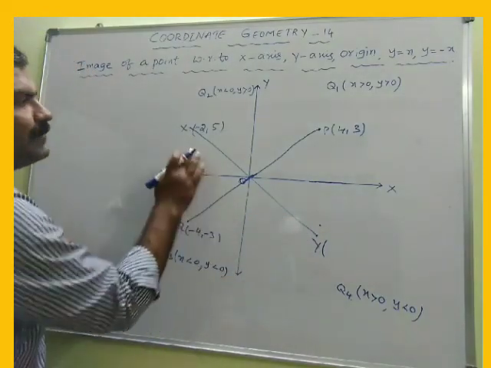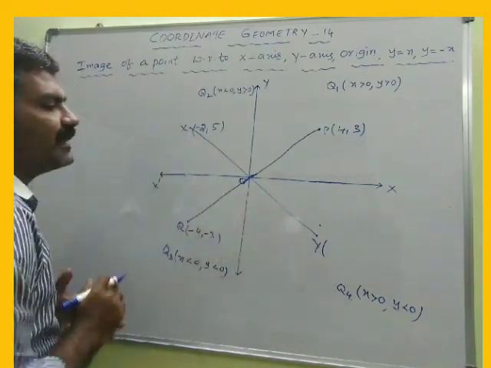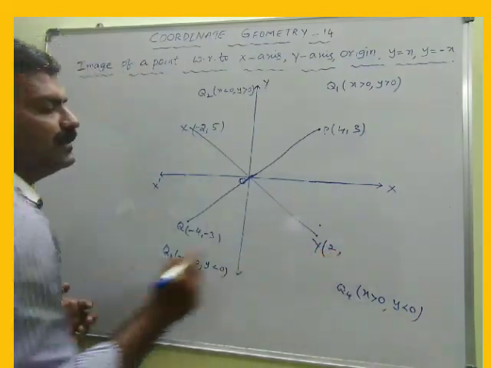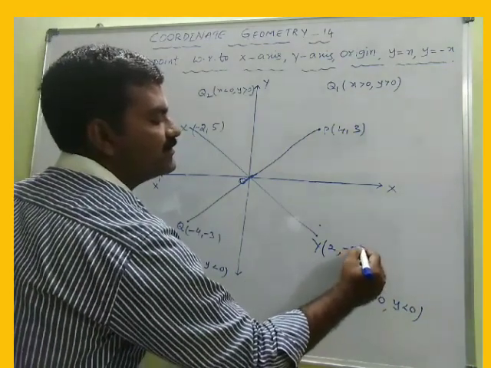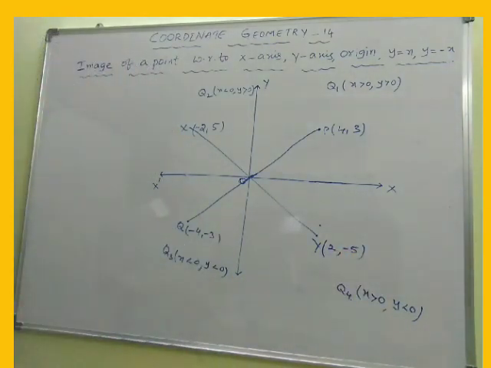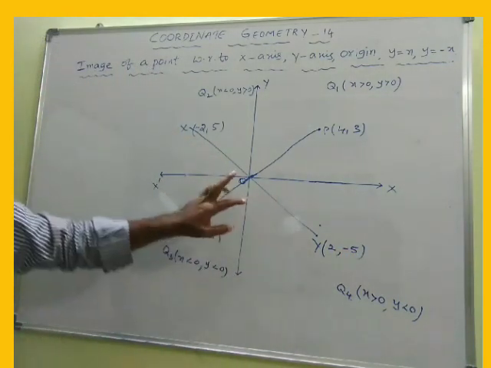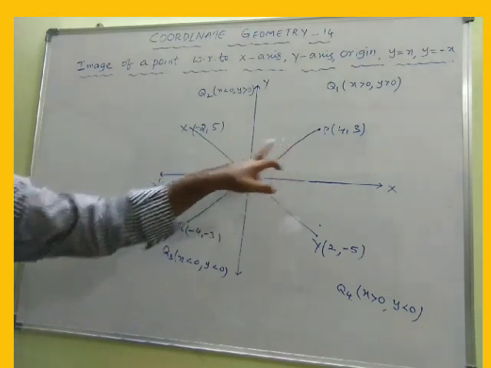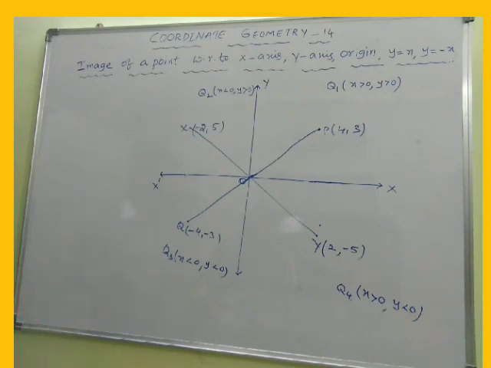So what is capital Y? I mean the coordinates of capital Y: x is greater than 0, hence the x coordinate should be plus 2, and y is less than 0, hence (2, minus 5). So X, Y are images of each other with respect to the origin, and P, Q are also images of each other with respect to the origin. It's a beautiful concept.